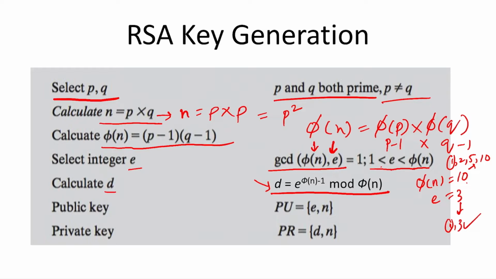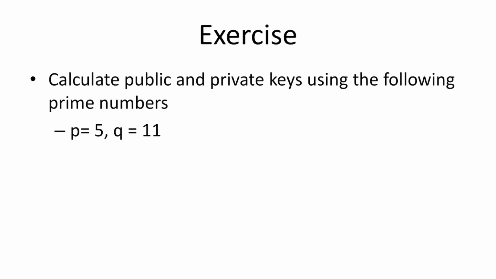So then our public key consists of the public exponent e and the modulus n. So this pair actually makes up our public key. And then our private key is made up of two values, the private exponent d and the modulus n. So pause here and calculate the public and private keys using the following two prime numbers.